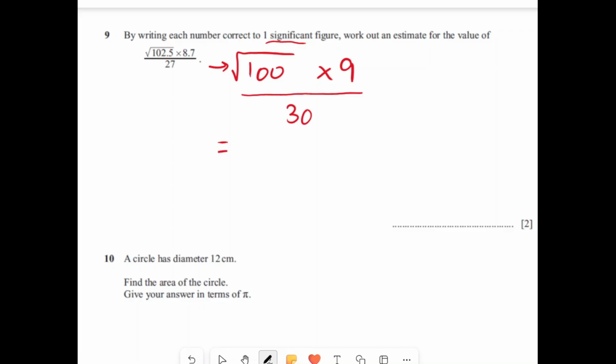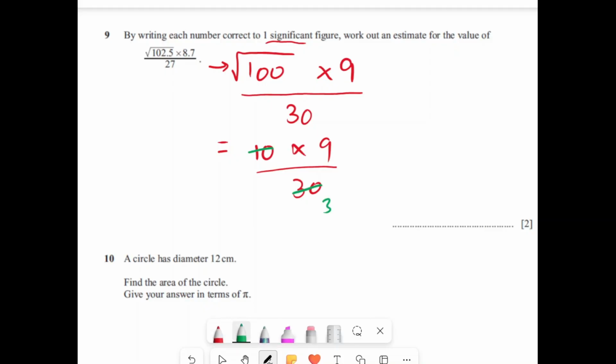So the square root of 100 can be written as 10, times 9 over 30. Upon simplification, 10 divided by 30 and 9 gives us 3 times 30 and 3 times 9. So our answer is 3.